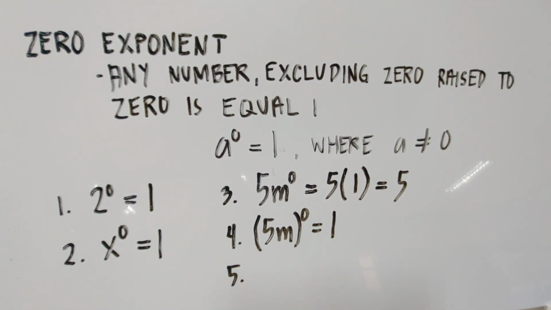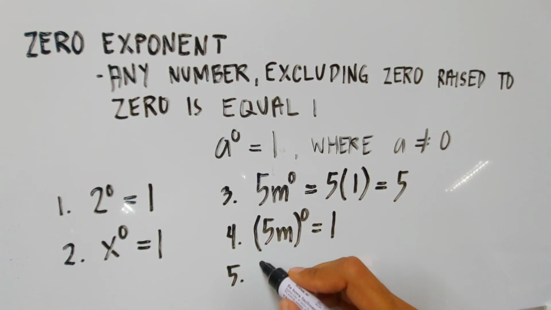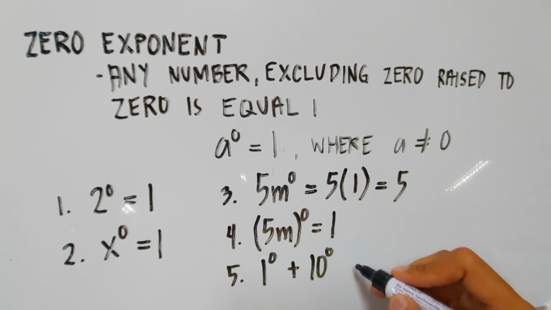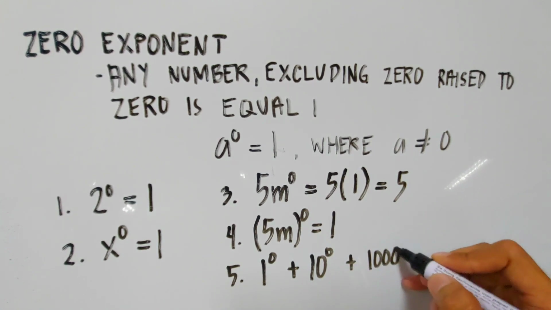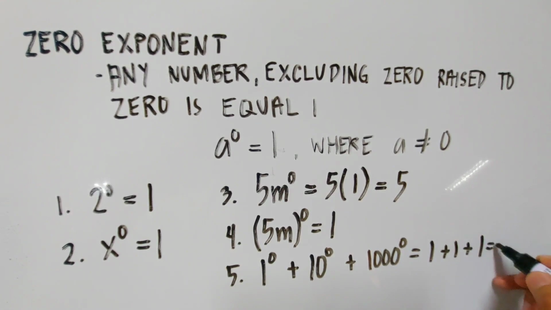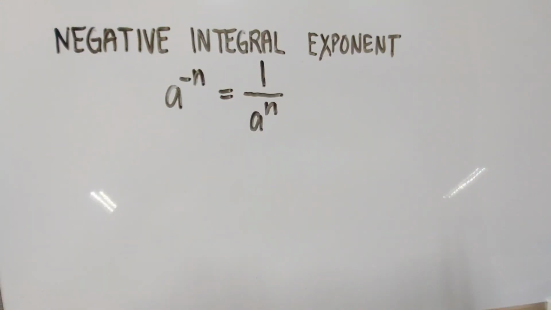Next example, number 5. Given 1 raised to 0, and then plus 10 raised to 0, plus 1,000 raised to 0. What do you think is the answer mga kasipnatics? So kapag ganyan, 1 raised to 0, that's equivalent to 1. 10 raised to 0, that is also equivalent to 1. Then yung 1,000, that is also equivalent to 1. Then 1 plus 1 plus 1, that is 3. Sana nasusundan nyo mga kasipnatics.